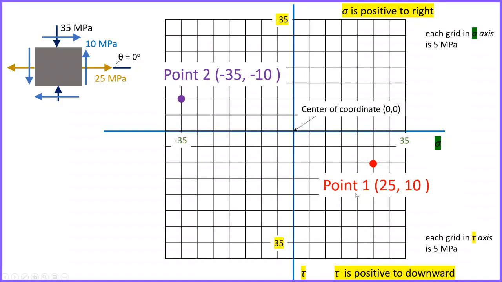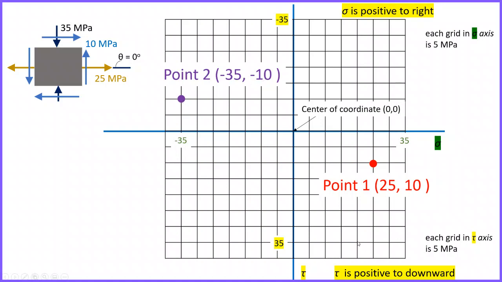So we draw point 1. The coordinate of point 1 is 25 and 10, so that means the horizontal component is 25 and the vertical component is 10. The other way to say it, the normal stress sigma component is 25, the tau component is 10, and point 2 is minus 35 and minus 10.